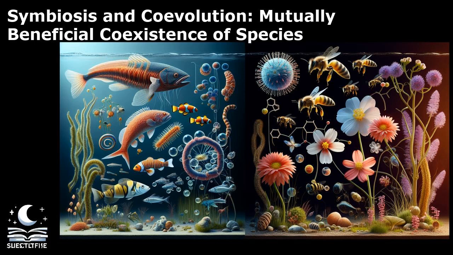Future research on symbiosis and coevolution holds promising implications for fields such as medicine, agriculture, and conservation. Studying symbiotic relationships can inspire the development of novel biotechnologies, such as probiotics for human health or biocontrol agents for pest management in agriculture. Exploring coevolutionary dynamics can provide insights into how species adapt to environmental changes, offering strategies for mitigating the impacts of climate change and biodiversity loss.